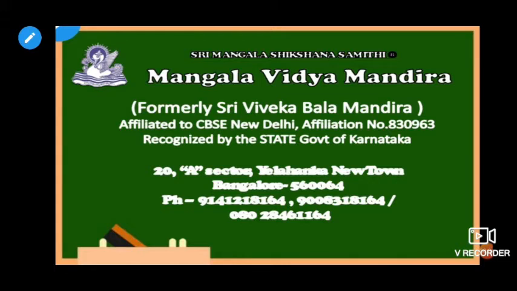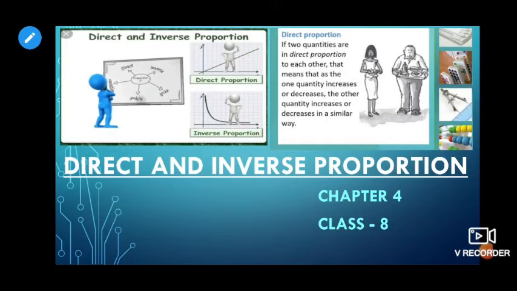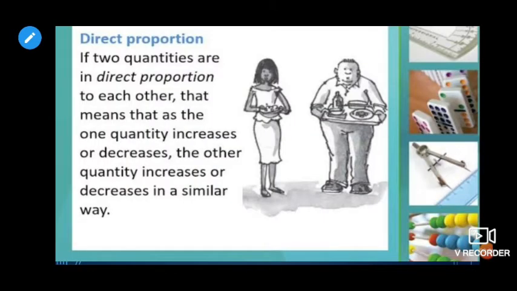Today we are going to see chapter number 4 from your part 2 textbook, children, not from part 1: direct and inverse proportion, which is a very easy and interesting chapter too. Now, what is meant by direct proportion? In a simple way, children, if one quantity is increasing, then one more quantity also will increase. If one quantity is decreasing, then the other quantity also will decrease.